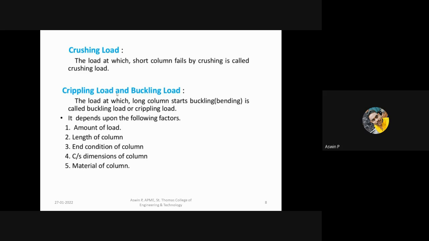And another parameter is the material of the column. In the previous case, we have discussed mild steel: for a long column, the slenderness ratio of mild steel will be greater than 80. But if that is less than 80, that will not be a long column. So these parameters are very important: amount of load, length of the column, end condition of the column, cross-sectional dimension of the column, and material of the column.